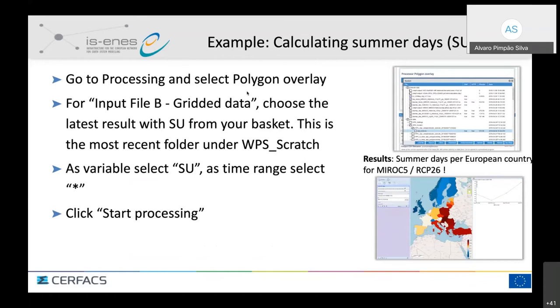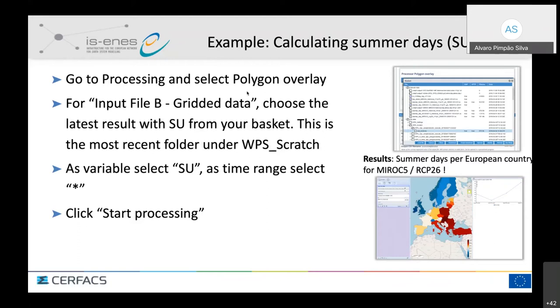This is stored automatically in the most recent folder under WPS Scratch. WPS stands for Web Processing Service. Inside that folder, I will have the output file from the processing software. For the time range, I select star, to use the whole time range. The variable I must select is SU because it was what was calculated. Then I click start processing. At the end, I will get what is shown on the right-hand side, with the different countries' statistics for the SU.